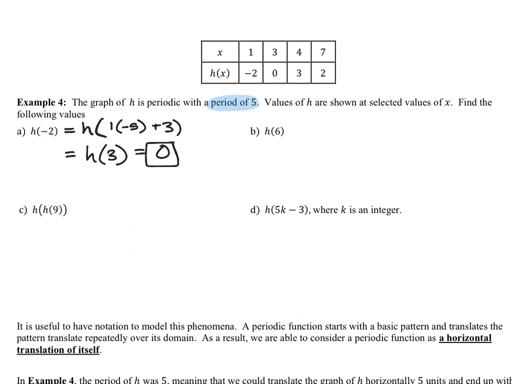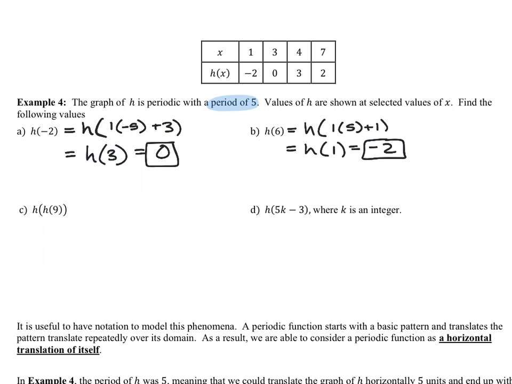Number B, if we do h of 6, my brain says, well, that is 1 times 5 plus 1. And since every 5 it repeats, I can just say this is h of 1. And h of 1 is negative 2. I got that from the table. How do we do on that one?